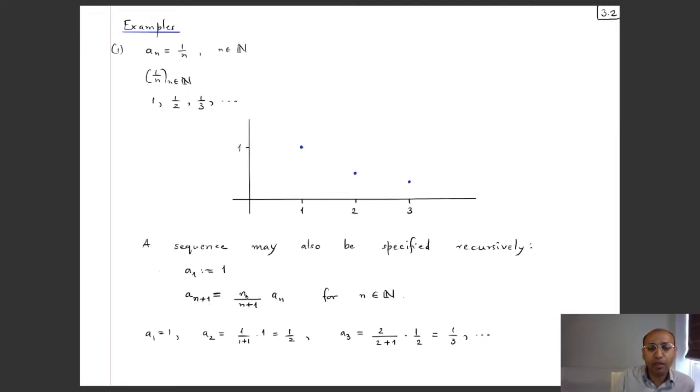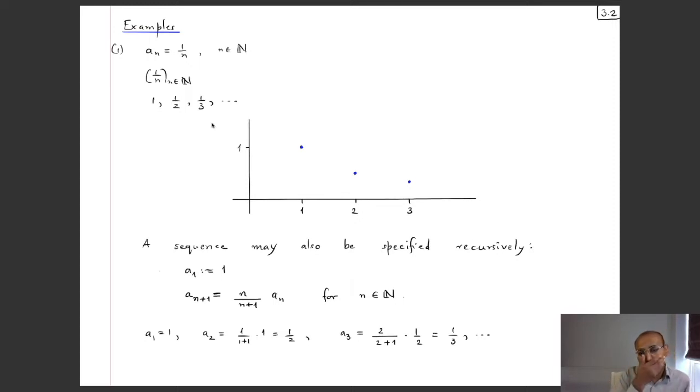a2 will be 1 divided by 1 plus 1 a1, so that's a half times 1, which is half. Then a3 can be determined from a2, so 3 is equal to 2 plus 1, so a3 will be 2 divided by 2 plus 1 a2, where a2 is half. You see these two cancel and you get a third, and so on. So in this way, one can check that you get the same sequence as before.